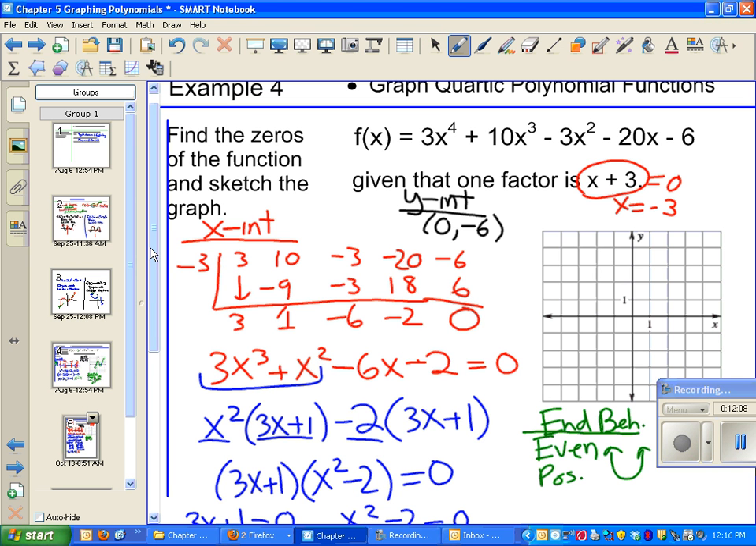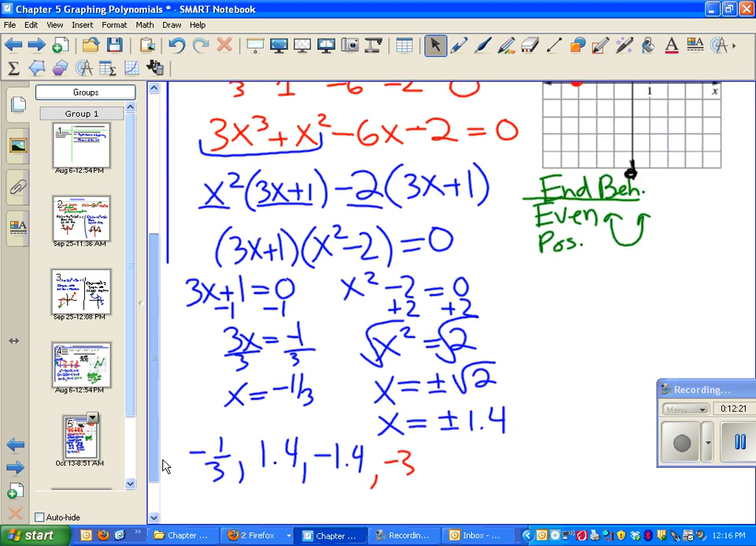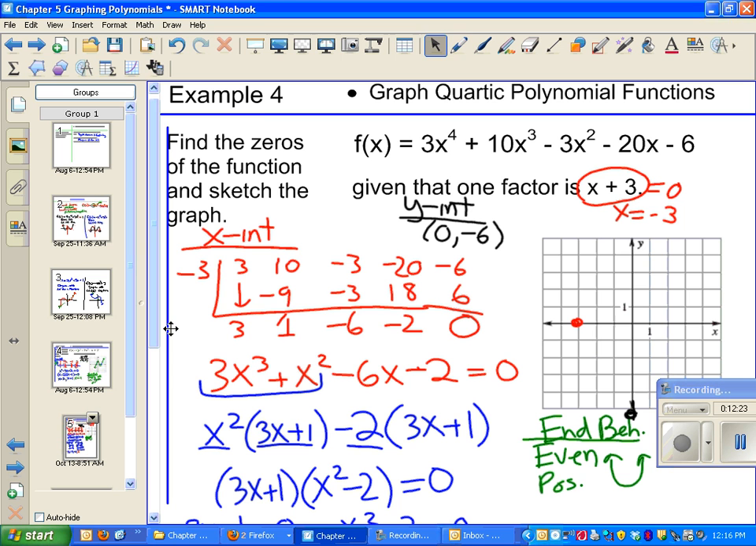So negative 6 is right about there. And then we have the x-intercepts of the original one that they gave us, negative 3. We also have negative 1/3, which is between 0 and negative 1. We also have negative 1.4, which is between negative 1 and negative 2, and then positive 1.4, which is between 1 and 2. All right, so with all of those graphed, now I can start my end behavior.